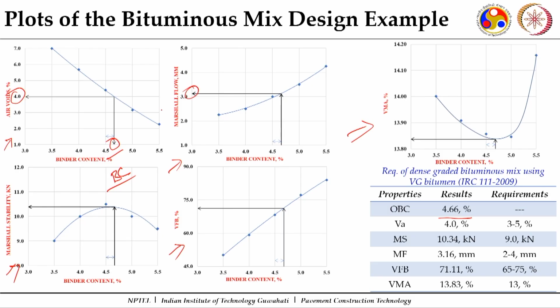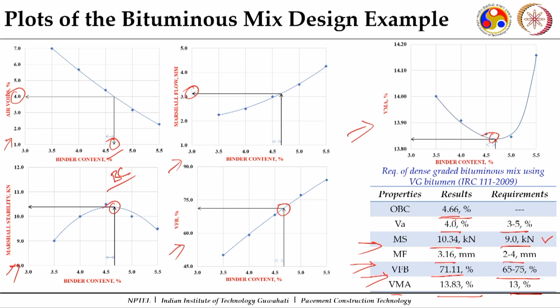So this is my Marshall flow value which I got. This is my Marshall stability corresponding to this particular one. This is my voids filled with bitumen. This is my VMA. I ensured it with my requirements here. For this particular one, my air void content is 4%. The range required was 3 to 5. When I checked the Marshall stability, it is 10.34, higher than the requirement of 9 kilonewton. For Marshall flow, it is 3.16, requirement is 2 to 4 mm. For voids filled with bitumen, it came out around 71%, requirement is 65. And VMA came out to be 13.83 and requirement is 13%.